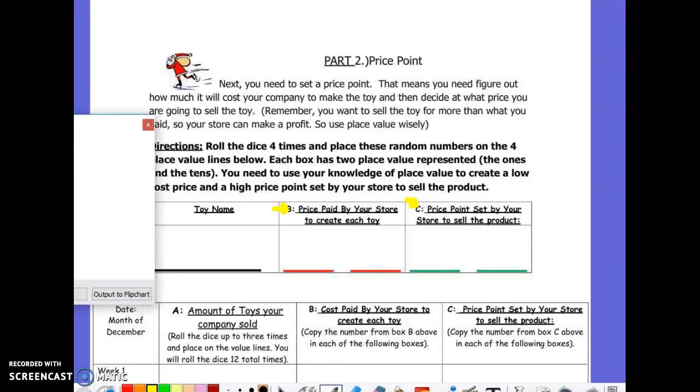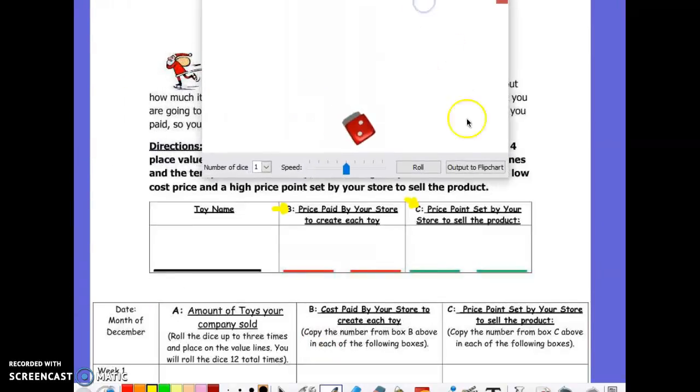First, you're going to need the dice. Once you have the dice, you're going to roll it. Notice that I got a 2. Now you need to use your knowledge of place value to determine where you're going to place that 2. Well, obviously, you want something that is going to cost you a little bit of money, but sell it for a lot of money. So I'm going to take this 2 and I'm going to put it in the tens portion of what it's going to cost me, because this part B right here is the price paid by the store to create the toy.